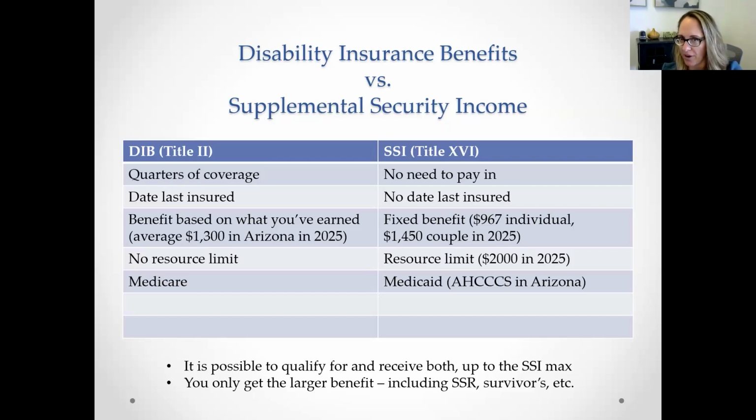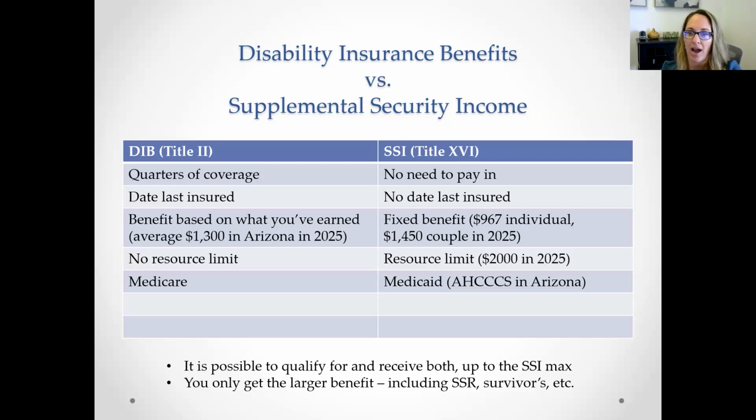This is similar for retirement benefits. So if you have never worked, or it's been a really, really long time since you worked, you might not have enough quarters of coverage paid into the Social Security system to qualify for this benefit. One of the benefits to getting disability insurance benefits under Title II is that anyone who's paid in enough and is found disabled can get this monthly amount.